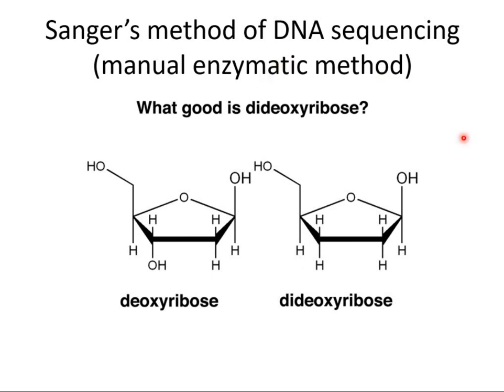So coming to the sequencing, what is sequencing? So initially the chemical method was given by Maxam and Gilbert, and then this another method was given by Sanger. It helps us in DNA sequencing. So what the Sanger's method of DNA sequencing utilizes is a dideoxyribose.